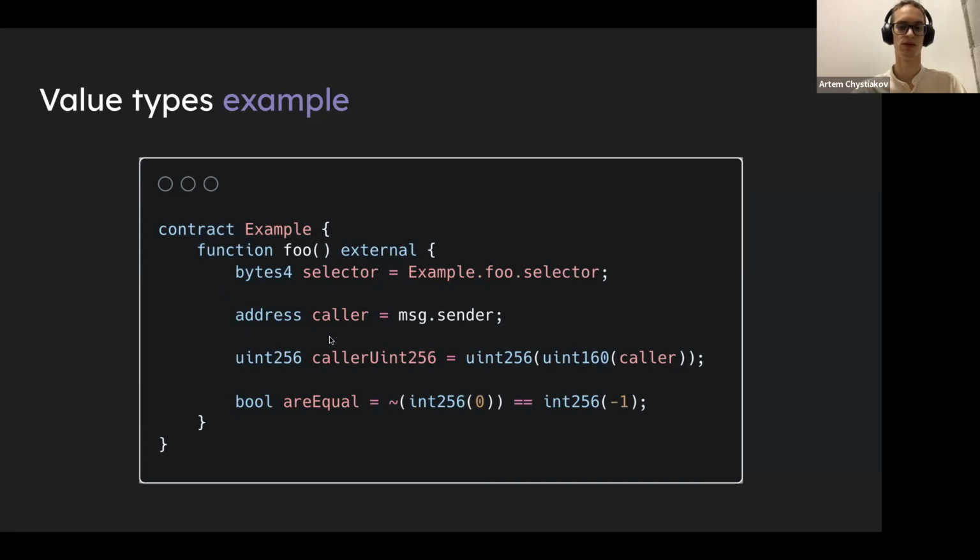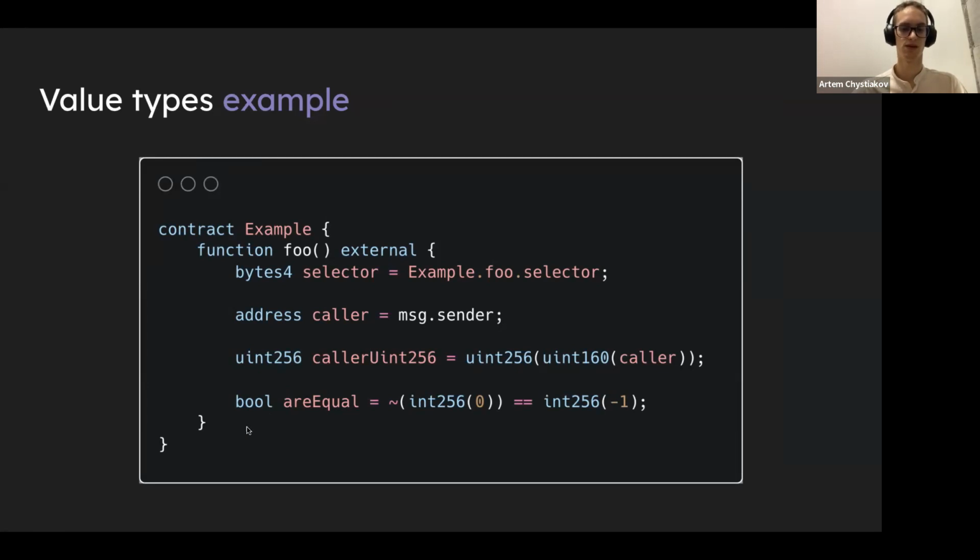Here is the variable of the type address, which is assigned to message sender. Then we have a variable of type uint 256, where I cast the caller of type address to uint 256 by first casting the address to uint 160, because address is 20 bytes long. So these rightmost 20 bytes can be cast to the integer representation, which is also 20 bytes here. And after that, this can be cast to the bigger integer without changing the actual value of the caller.